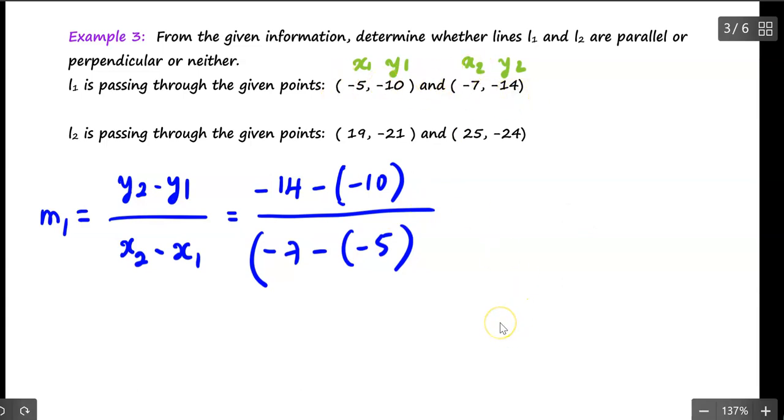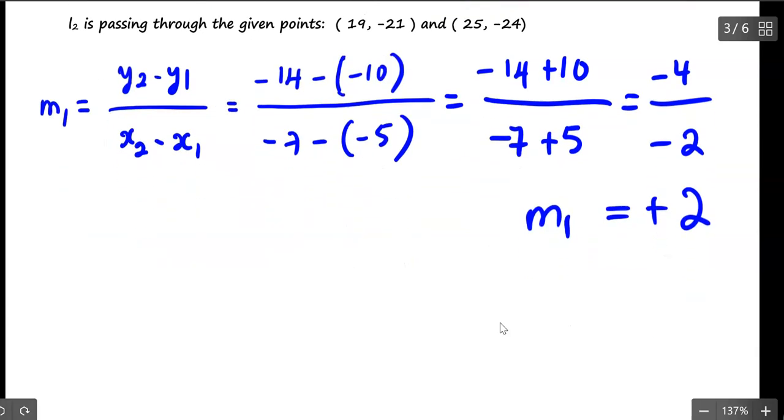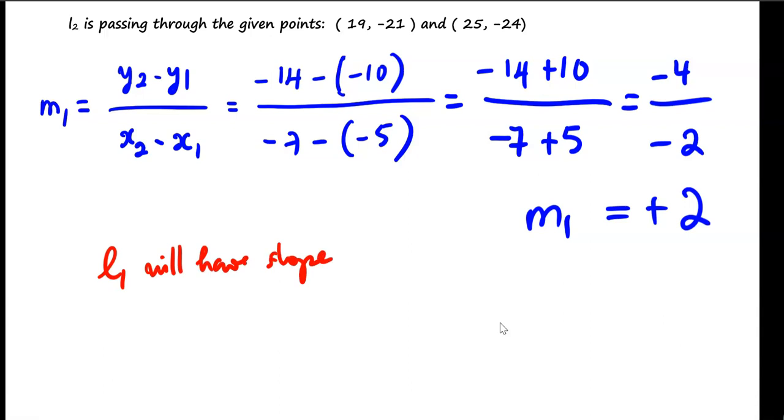y2 minus y1. So I should have negative 14 plus 10, and the denominator negative 7 plus 5. So I should have negative 4 divided by negative 2. So this one should be equal to positive 2. Okay, so L1 will have a slope of positive 2.